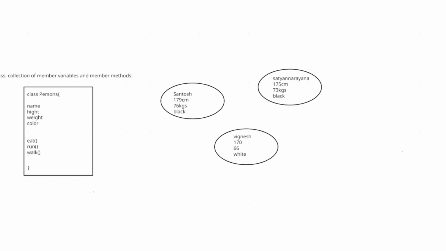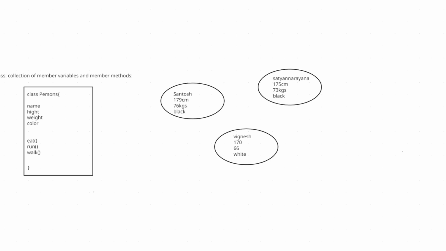Where the memory will be allocated, everything we will see in detail in future. Don't worry. So in the heap memory, actually, memory will be allocated for the objects. Here, name, height, weight, color, what are these variables? We will see what these variables are, how many types of variables we have. For the variables also, memory will be allocated. Where the memory will be allocated?